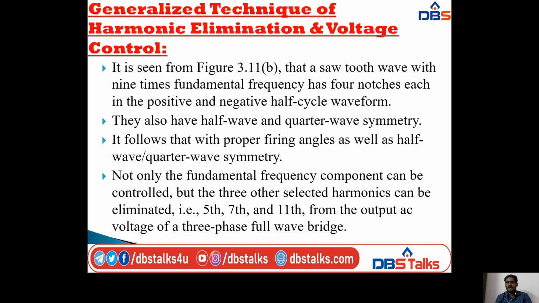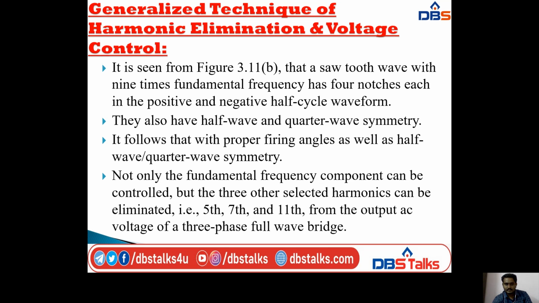They also have half wave and quarter wave symmetry. So it follows that with proper firing angles as well as half wave or quarter wave symmetry, not only can the fundamental frequency component be controlled, but three other selected harmonics can be eliminated, that is 5th, 7th, 11th, and so on, from the output AC voltage of a 3-phase full wave bridge.